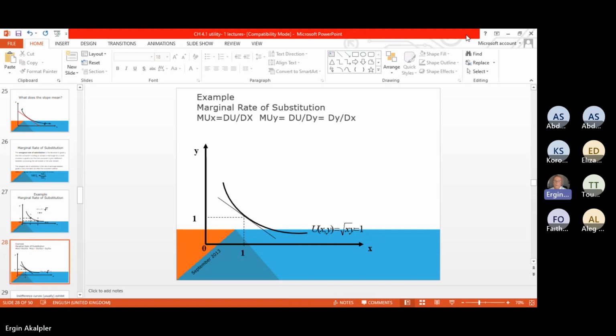For example, the marginal rate of substitution, where the marginal utility of x is delta u over delta x, and the marginal utility of y is delta u over delta y. Therefore, when you put these equations in for estimating the marginal rate of substitution, you will get the answer easily, and you will find the marginal utility of x and marginal utility of y for determining the utility function and utility amount for the given example.